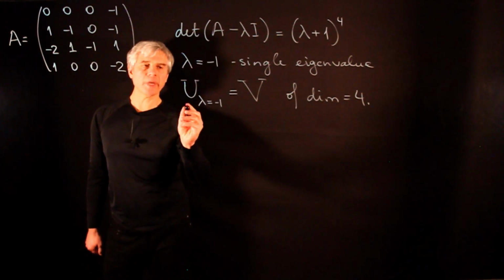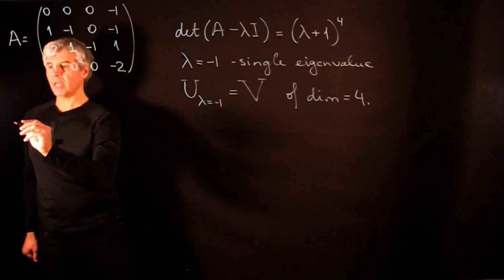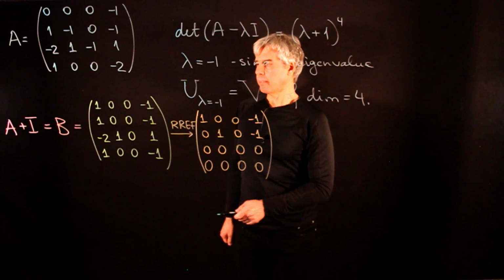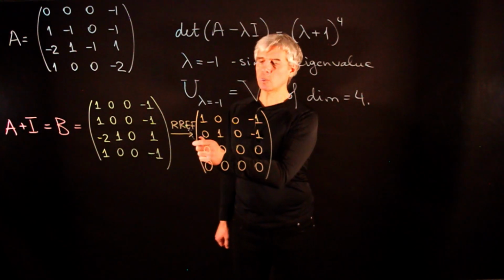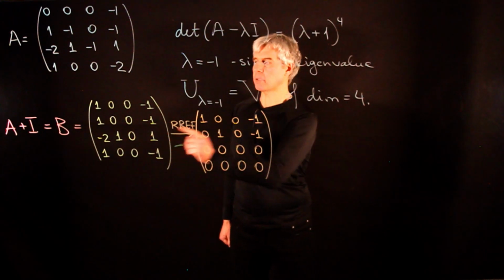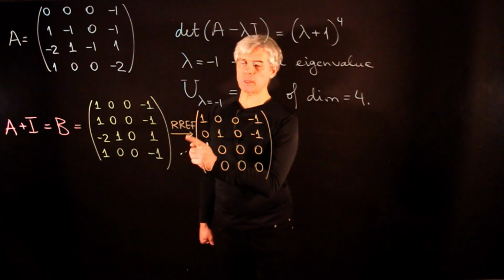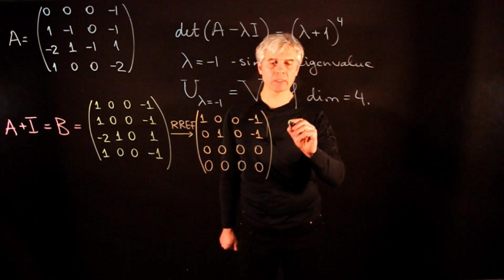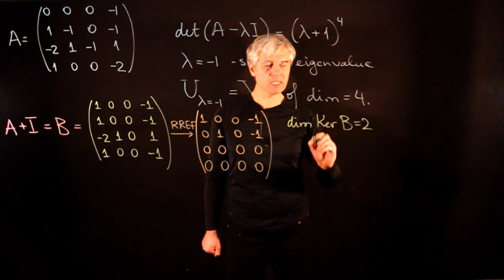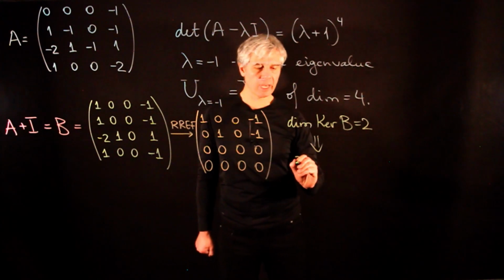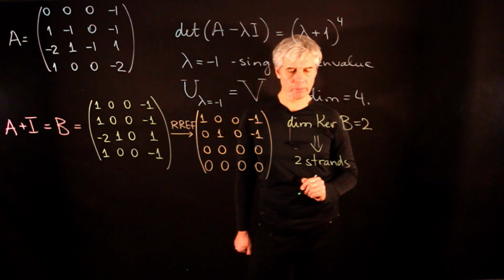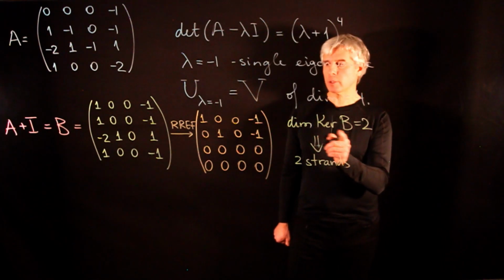To find the Jordan basis of this root space, we consider the matrix A plus I, which is our matrix B. Matrix A plus I has the following reduced row echelon form. From this reduced form, we see that the rank of this matrix is equal to 2, and so nullity is also equal to 2. So we conclude that the dimension of the kernel of B is equal to 2. So this tells us that in our Jordan basis we have two strands, because we have two eigenvectors. Let us compute the basis of the kernel of B.